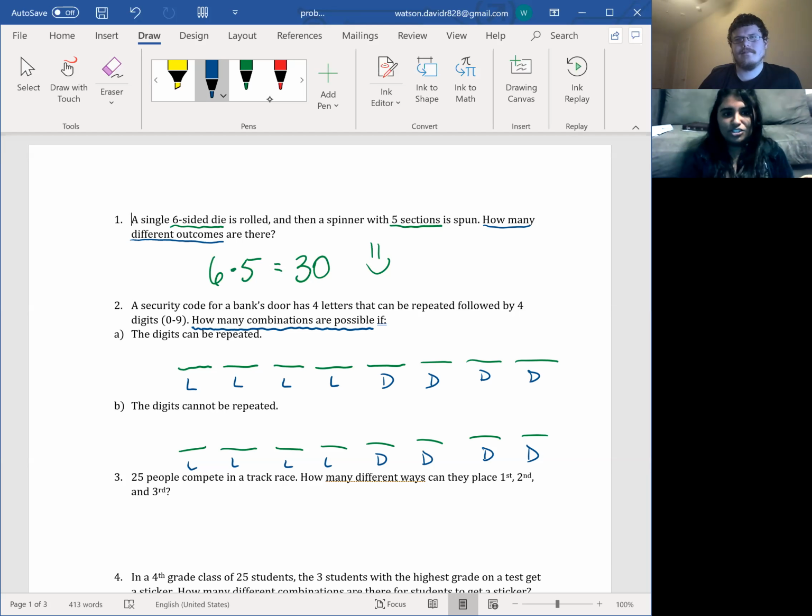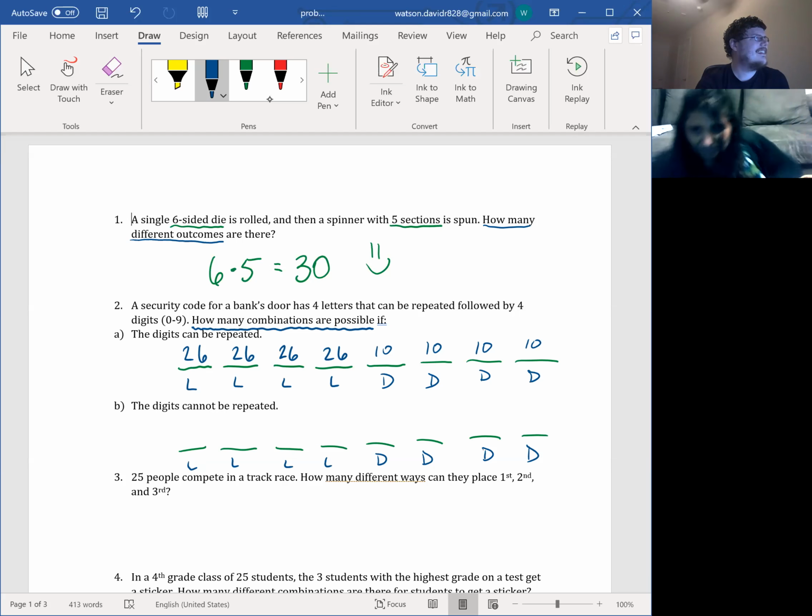So there's 4 letters, so 26 times 26 times 26 times 26. And then there are 10 digits, so 10 times 10 times 10 times 10. And you multiply those together, and you get your answer.